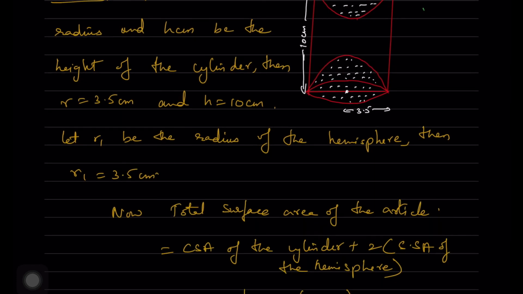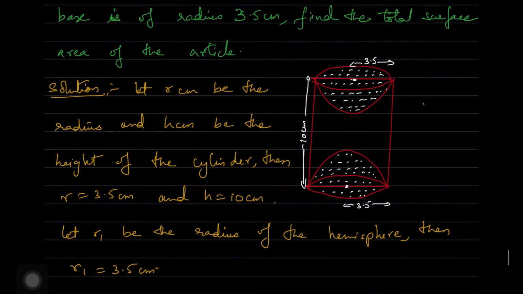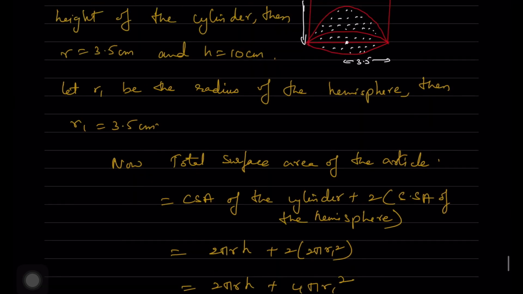Now here you have the total surface area of the article equal to the CSA of cylinder plus 2 into the CSA of the hemisphere, the curved surface of both the hemispheres. So you get 2 pi r h plus 2 into 2 pi r1 square, that is 2 pi r h plus 4 pi r1 square, which is equal to 2 pi r into h plus 2r. So you get 2 into 22 by 7 into 3.5 into 10 plus 2 into 3.5, so getting 2 into 22 by 7 into 3.5 into 17, which is 374 centimeter square.